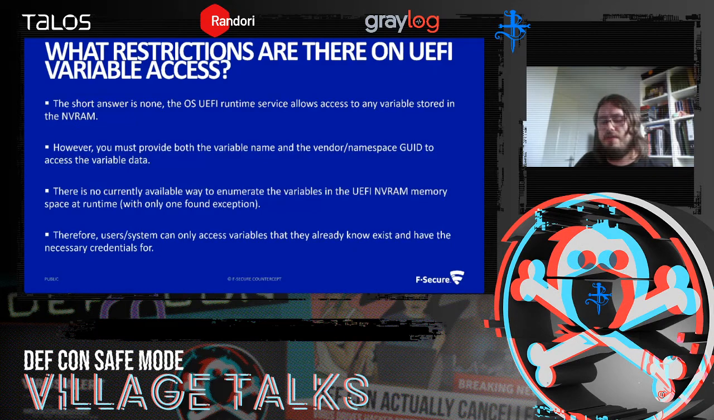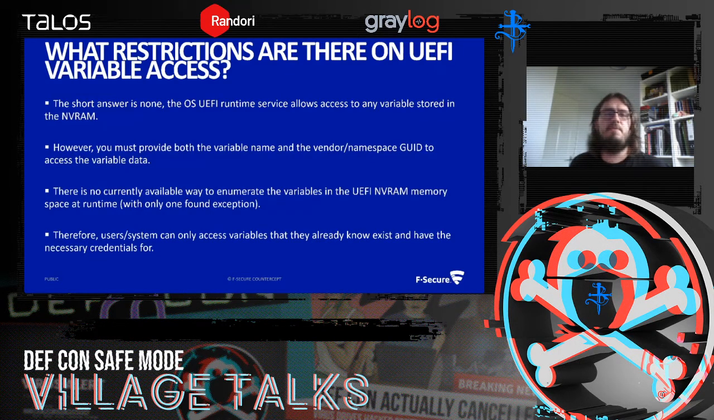And this is where the trouble arises from. There is no currently available way to enumerate the variables. Well, there wasn't a way to enumerate the variables on the UEFI RAM chip at runtime, with only one exception, which Ligritz and Topher Timson demonstrated last year. I couldn't find any other except for the one exception, which I'll cover in a second. Therefore, users, software systems, operating systems, anything like that can only access variables that they already know exist and they already have the necessary credentials for.